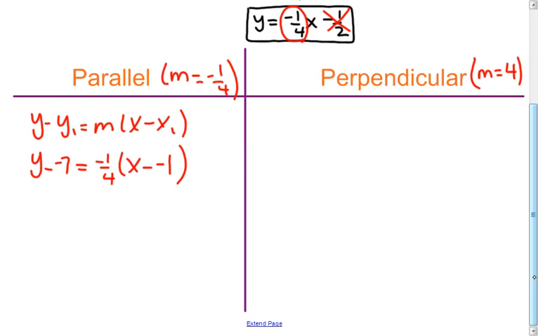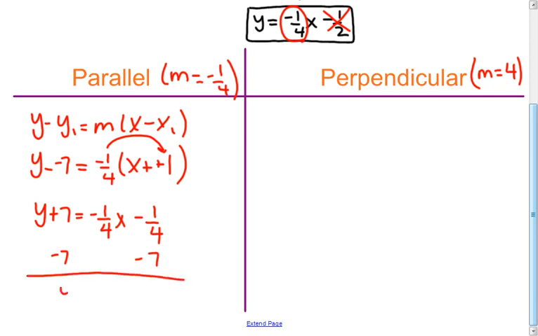Okay. So we know this becomes y plus 7 equals negative 1/4 x. This becomes positive right there, just so you know. So negative 1/4 times positive 1 would be negative 1/4. And then I will subtract 7. And I'll have y equals negative 1/4 x.